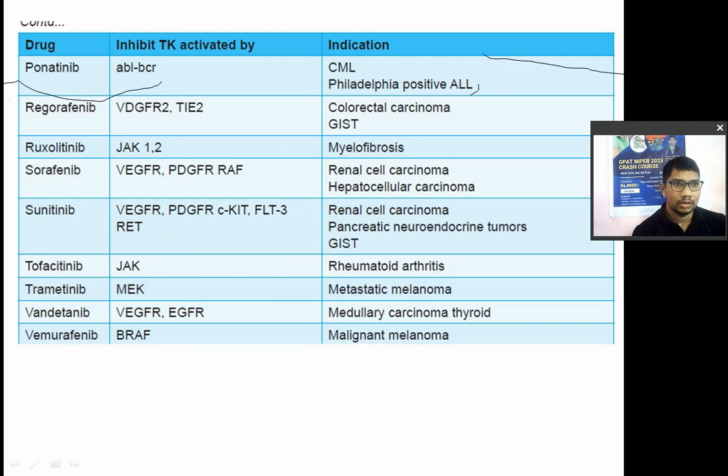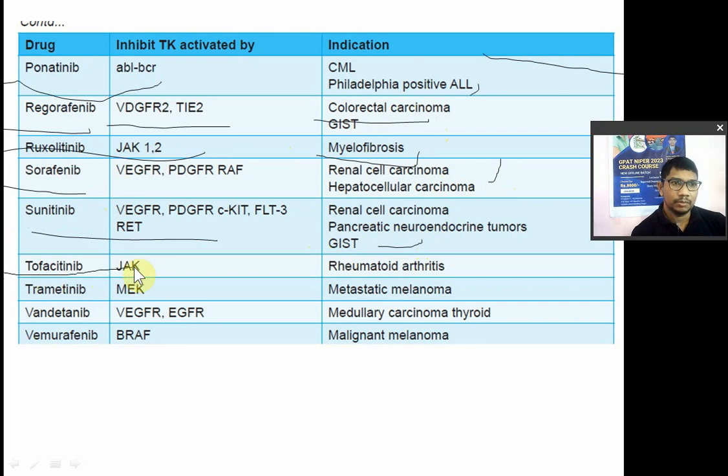Okay. Now regorafenib, against vascular endothelial growth factor receptor 2, useful in colorectal carcinoma and gastrointestinal stromal tumors. Then ruxolitinib, against JAK1 and 2, useful in myelofibrosis. Sorafenib, useful in renal cell carcinoma and hepatocellular carcinoma. Sunitinib, useful in renal cell carcinoma, pancreatic neuroendocrine tumors and gastrointestinal stromal tumors.